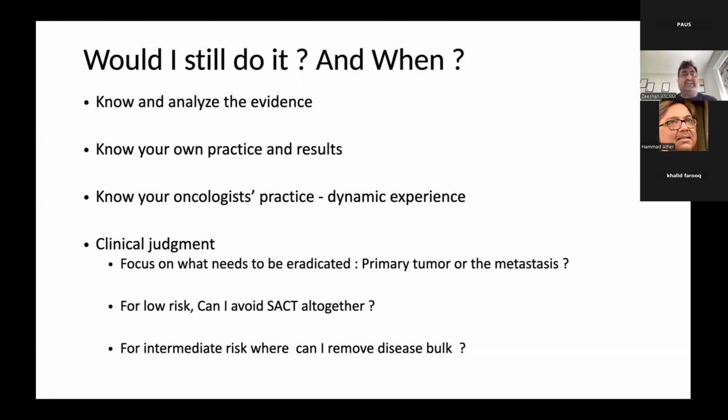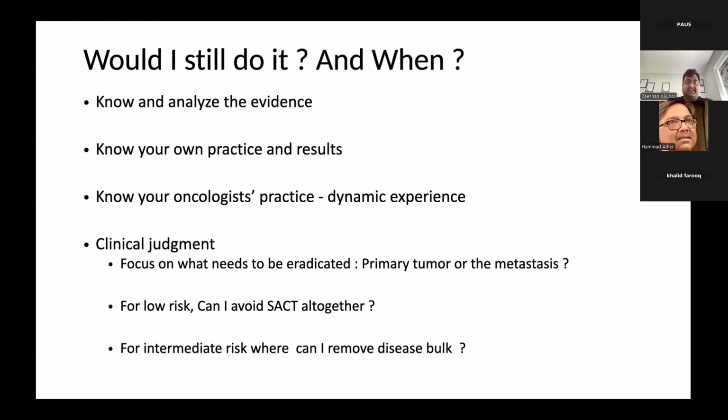So the question that arises after that is, would I still do it, and when? For such a study, which is a brilliant trial that went on for almost a decade, it's important to have the analysis of the evidence. Knowing your own practice and results is also very important, because cytoreductive nephrectomy has never been a very common operation, with thousands and thousands of operations going on. So it is very important to know your own practice and to see patients on an individualized basis.